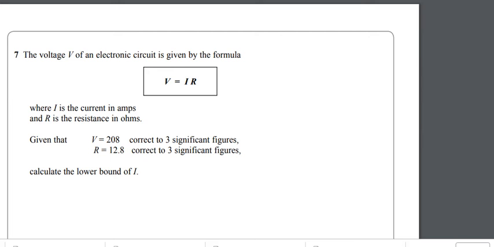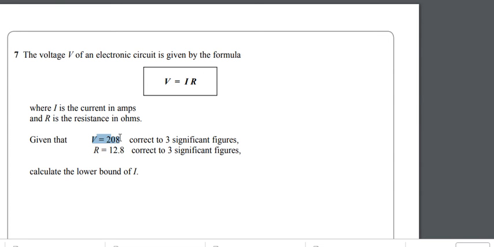The voltage V of an electronic circuit is given by the formula V equals IR. Hopefully you've come across this formula before in your physics. I is obviously the current in amps, R is the resistance in ohms, and then V is the voltage across a circuit. The question gives us the value of V.